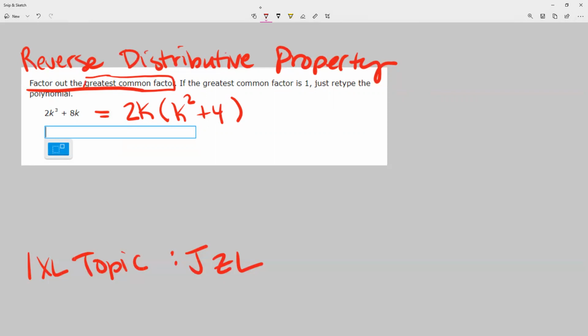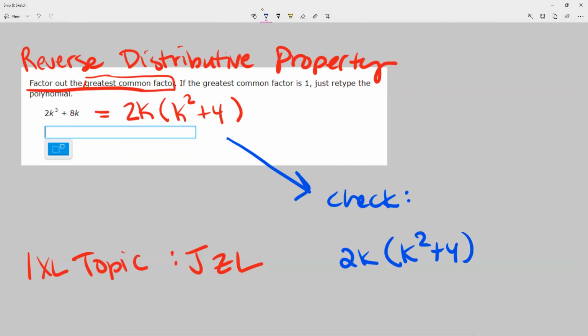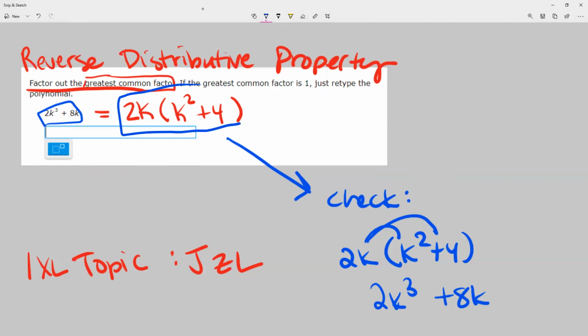So what I wanted to point out is that in your mind, you can check this by doing the distributive property. If I think about multiplying this in, I have 2K to the third, and then 2K times 4 is 8K, which brings me back to what I started with. So you're doing the reverse of the distributive property. So this is your answer. You factored out 2K. You divided 2K out of this polynomial.